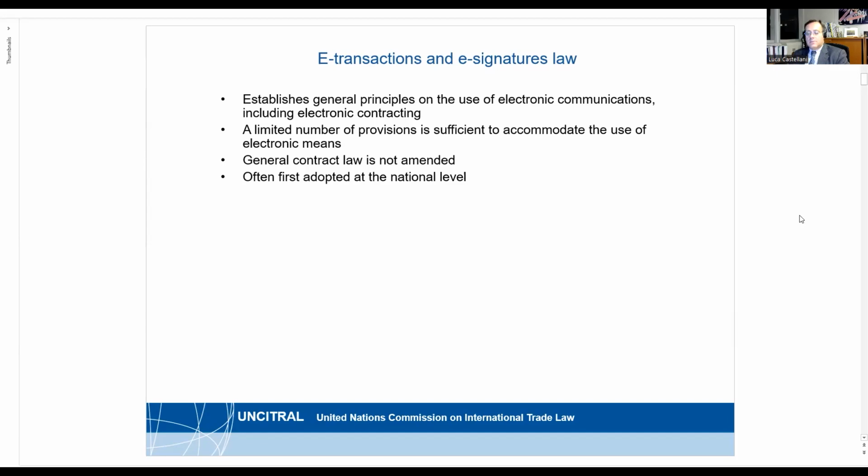For instance, when it comes to determining the place of dispatch and receipt of a communication, which is easier done on paper, or let's say there is more familiarity with the rules that apply to paper than with the rules that apply electronically. Electronic transactions and electronic signatures law is typically firstly adopted at the national level, but there is some increasing awareness of the fact that there is a need also to have appropriate rules at the international level. And therefore, now there is increasing work in that space, including with regard to free trade and regional trade agreements.